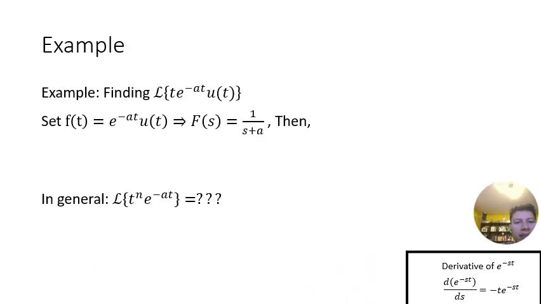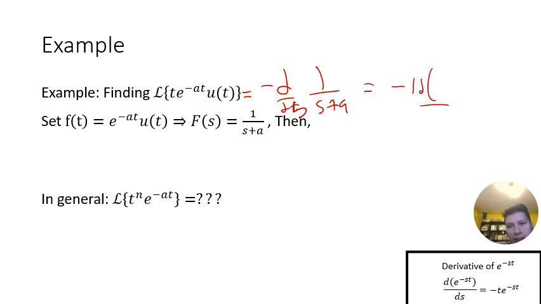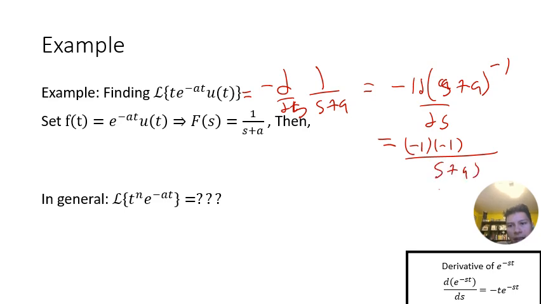Okay, so we did this on the previous slide. So we said that basically to analyze this, we would just say that this is equal to negative d/ds, sorry, of 1 over s plus a, which is just equal to negative 1 times d/ds of s plus a to the negative 1. So it's just going to give us negative 1 times negative 1 over s plus a squared, because we subtract 1 from negative 1, we get negative 2.